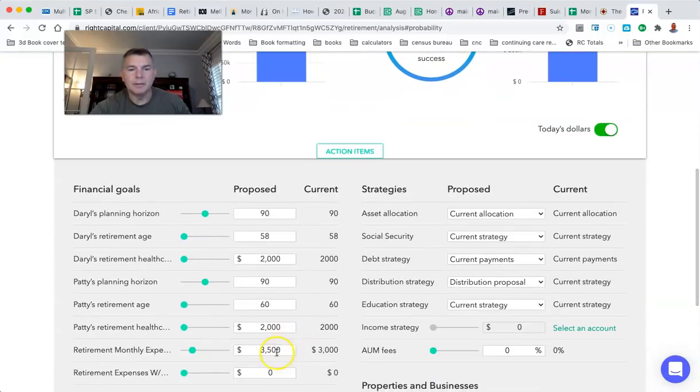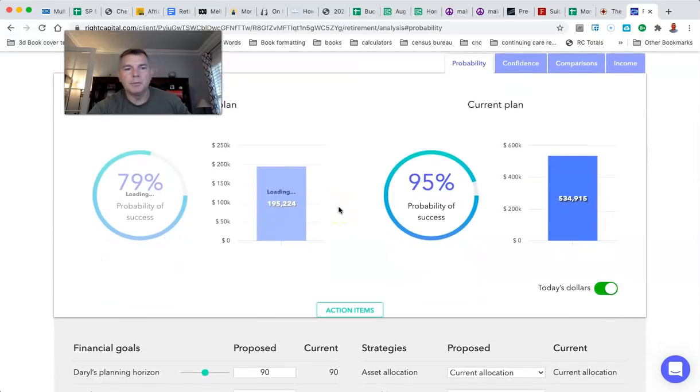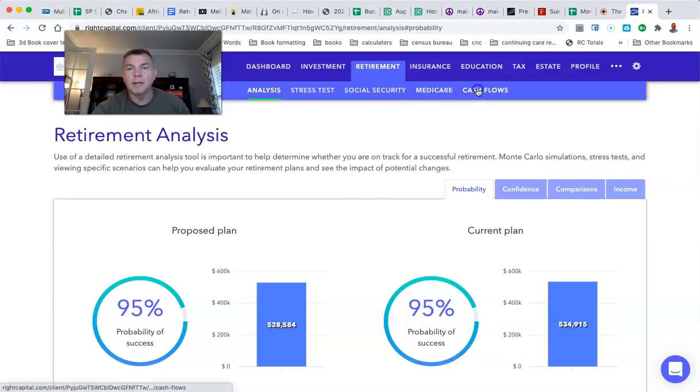Let's make this back to $3,000. Everything else should be the same. And hit refresh. It's going to be up to, what's that, 95%? Yeah. So they're not running out of money in this regard. So again, $3,000 a month. Now what we do is go to cash flows.